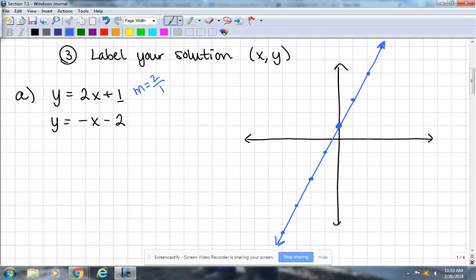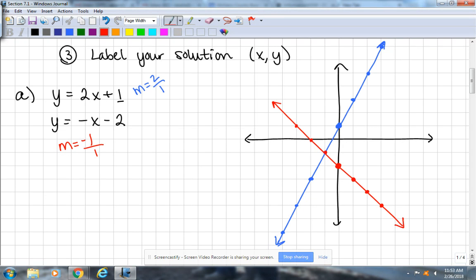And then we're going to graph our second line. And it is the equation y equals negative x minus 2. The y-intercept is at negative 2. So we put a negative 2 on the y-axis. The slope is negative 1 over 1. So that means I'm going to go down 1, to the right 1. And then I'm going to go in the opposite direction, up 1, left 1, multiple times. And we can see now where the red line and the blue line are going to cross each other.